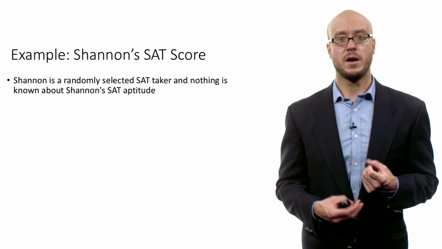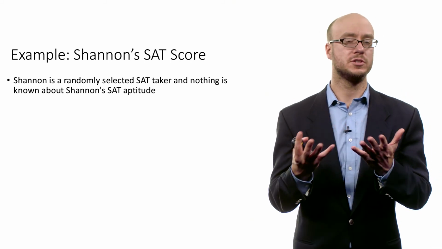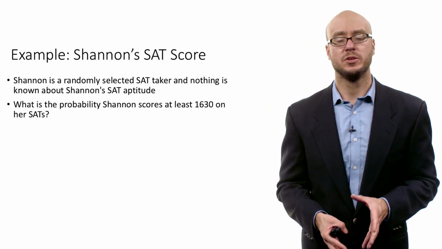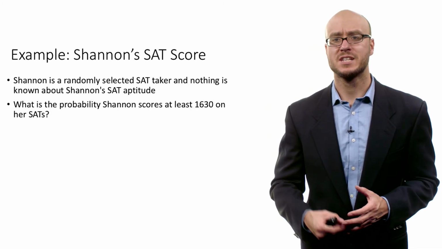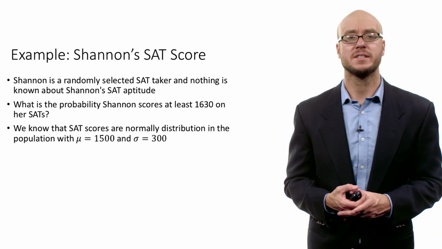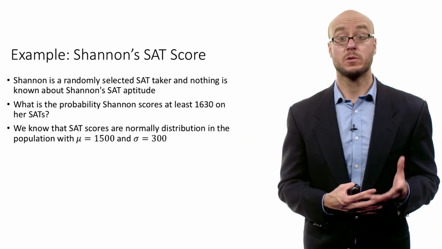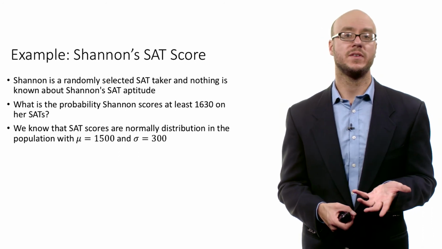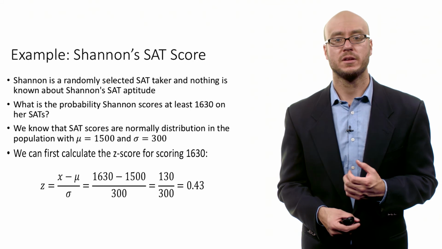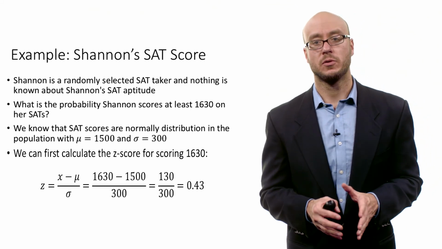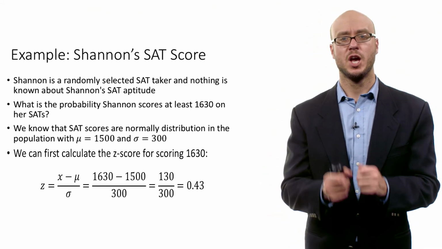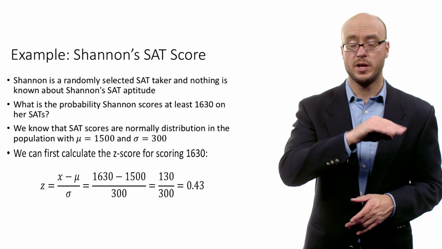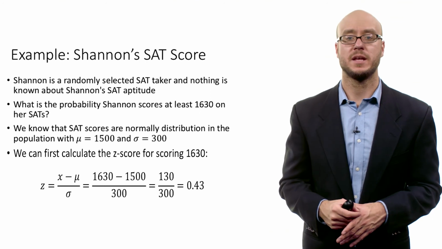So let's talk about Shannon. She's a randomly selected SAT taker. We don't know anything about her SAT aptitude. We might ask, what is the probability that Shannon scores at least 1630 on her SATs? We know the SAT scores are normally distributed in the population with a mean of 1500 and a standard deviation of 300. We can first calculate the z-score for scoring 1630, because we're asking what's the probability that Shannon scores 1630 or greater, at least 1630, that's what that means.